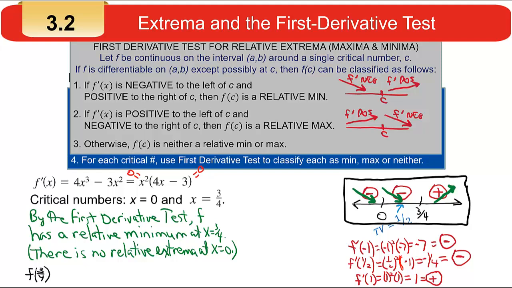To find out what it is, I plug 3/4 into the original function. Remember, the max or min is a y value, and to get a y value, you've got to go back to the original function. And remember, the original function was f of x equals x to the 4th minus x to the 3rd. So if you take 3/4 and raise it to the 4th power, again, I don't want to belabor the arithmetic, you get 3 to the 4th over 4 to the 4th. 3 to the 4th is 81, 4 to the 4th is 256, minus 3/4 cubed, that's 3 cubed, which is 3 times 3 times 3 is 27. 4 cubed is 4 times 4 times 4, which is 64.